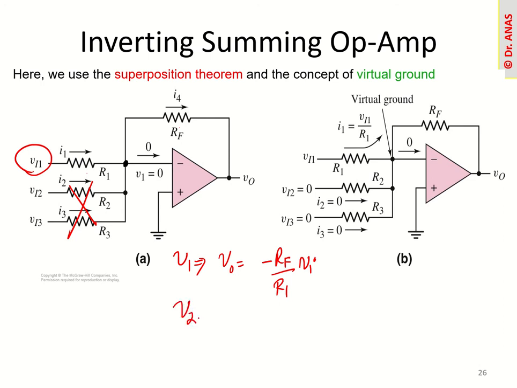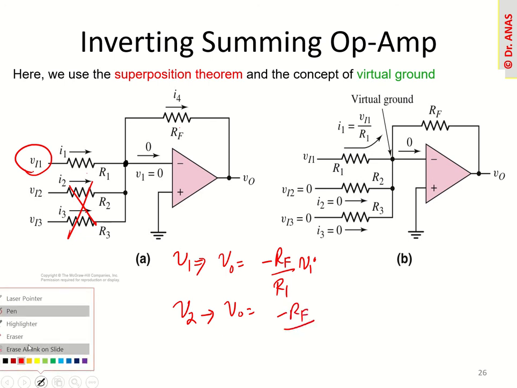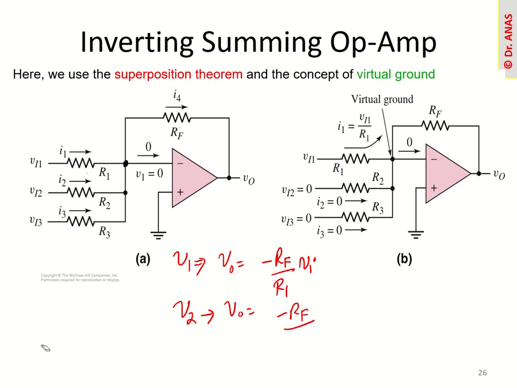Similarly, if I take the second input, then my output will be minus RF over R2 times V2. When I am taking the second one, due to the superposition theorem, these two will be gone, basically grounded. So for the second one, the output will be our feedback resistance divided by its resistance, multiplied with this input.